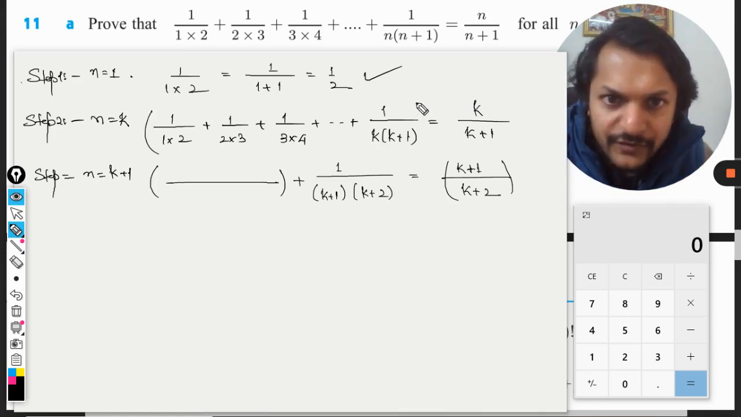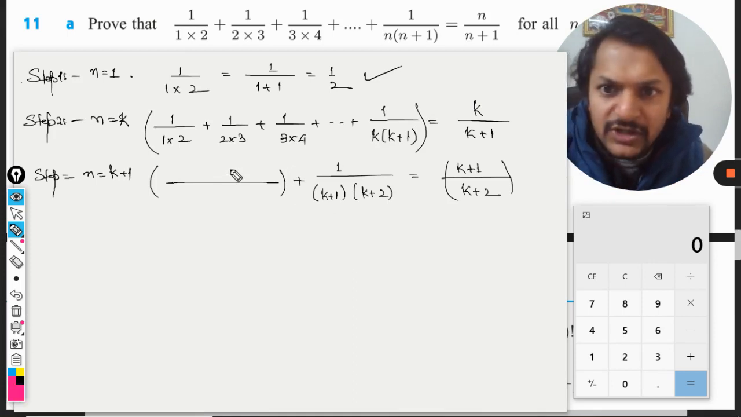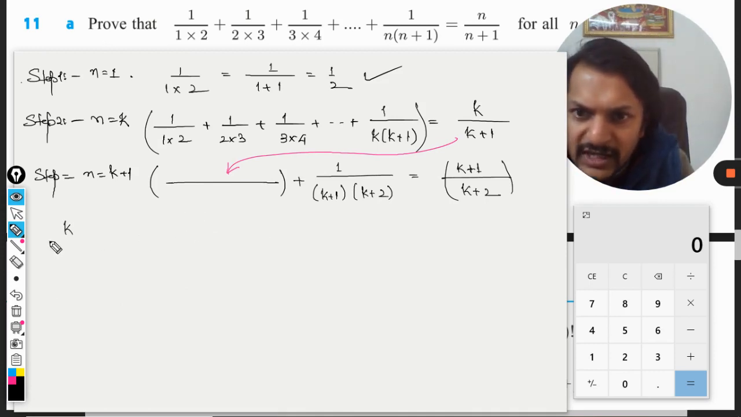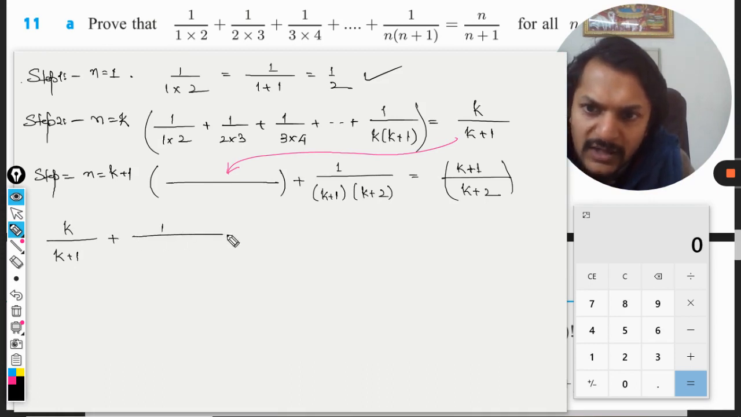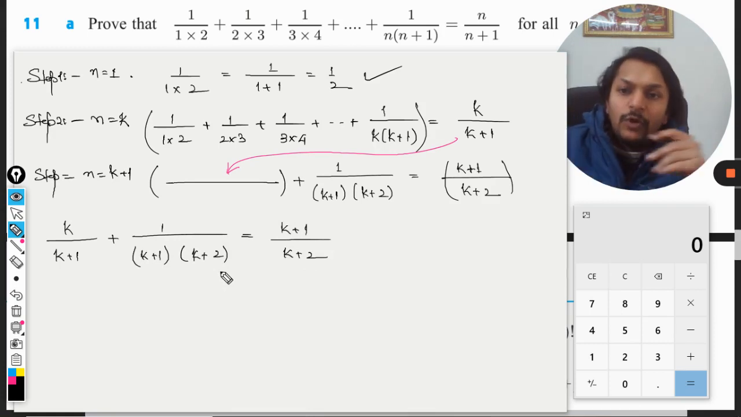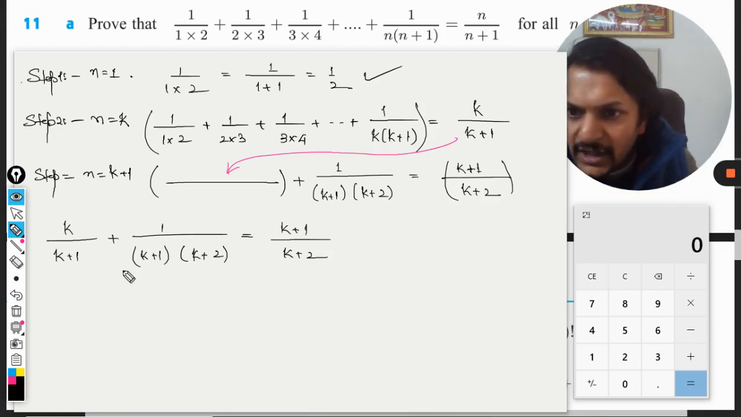So first of all, we are going to use this assumption. I am going to substitute this value here. So this is coming out to be k divided by k plus 1 plus 1 divided by k plus 1 into k plus 2 is equal to k plus 1 divided by k plus 2. This is what we want. So how can we do this now?